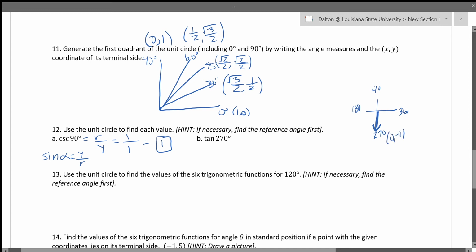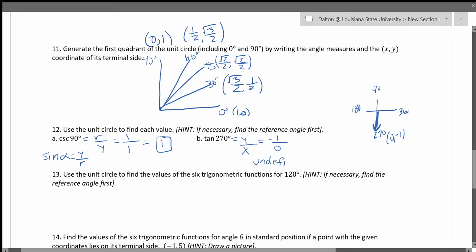So tangent is slope, right? Slope is rise over run, so it's going to be y over x. So all I need to do is take these coordinate points, and if I put y over x, that's going to be -1 over 0. Well, division by 0 is not allowed in math, so the tangent of 270 degrees is undefined.